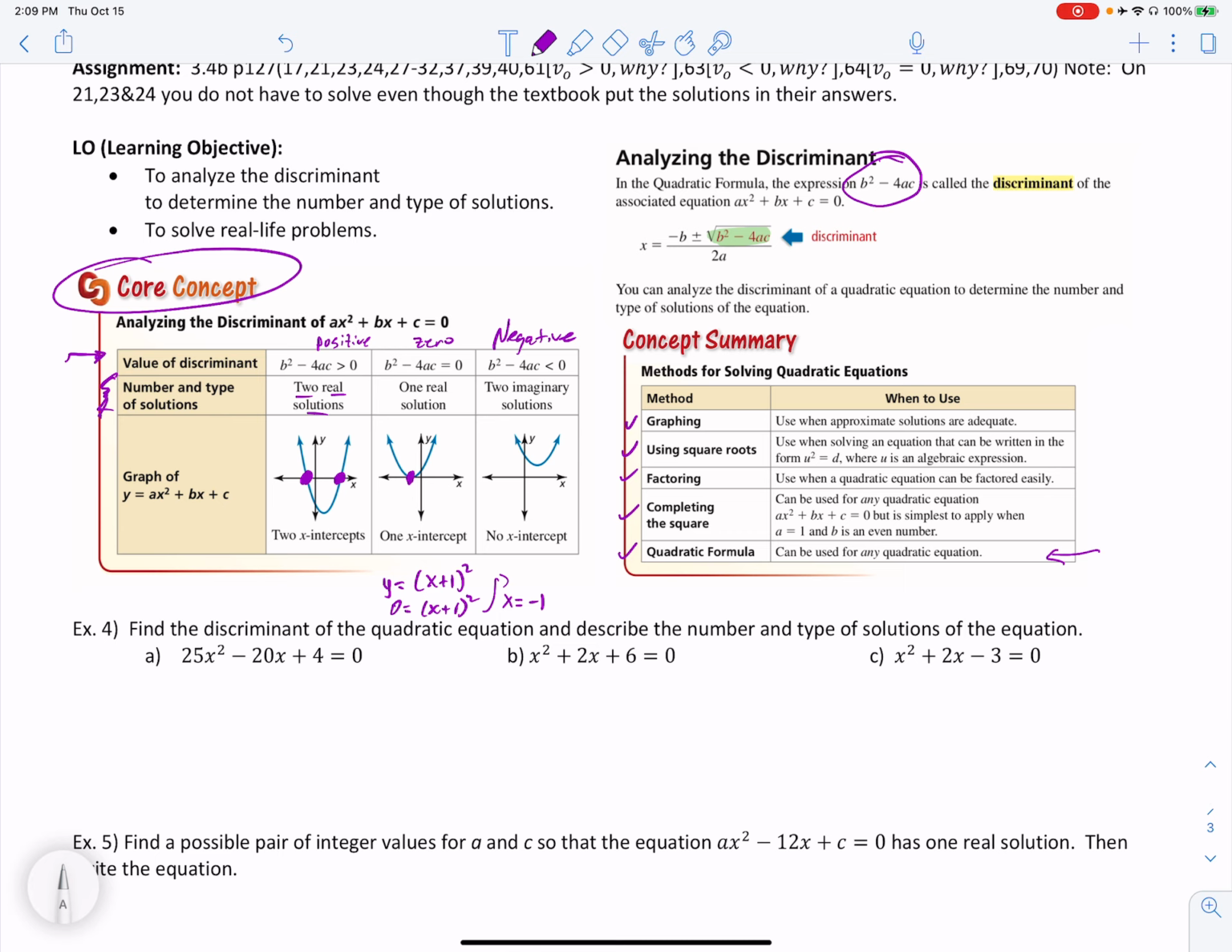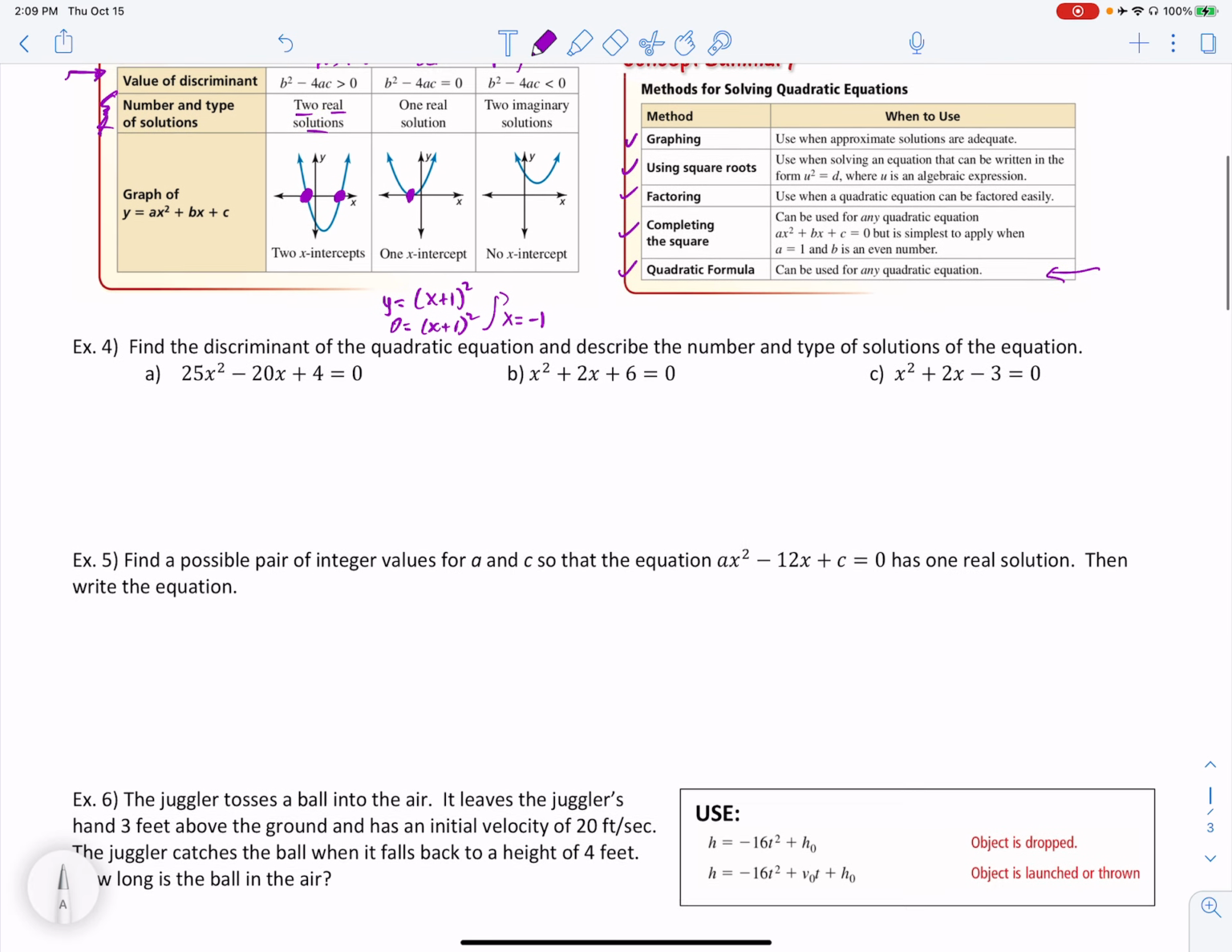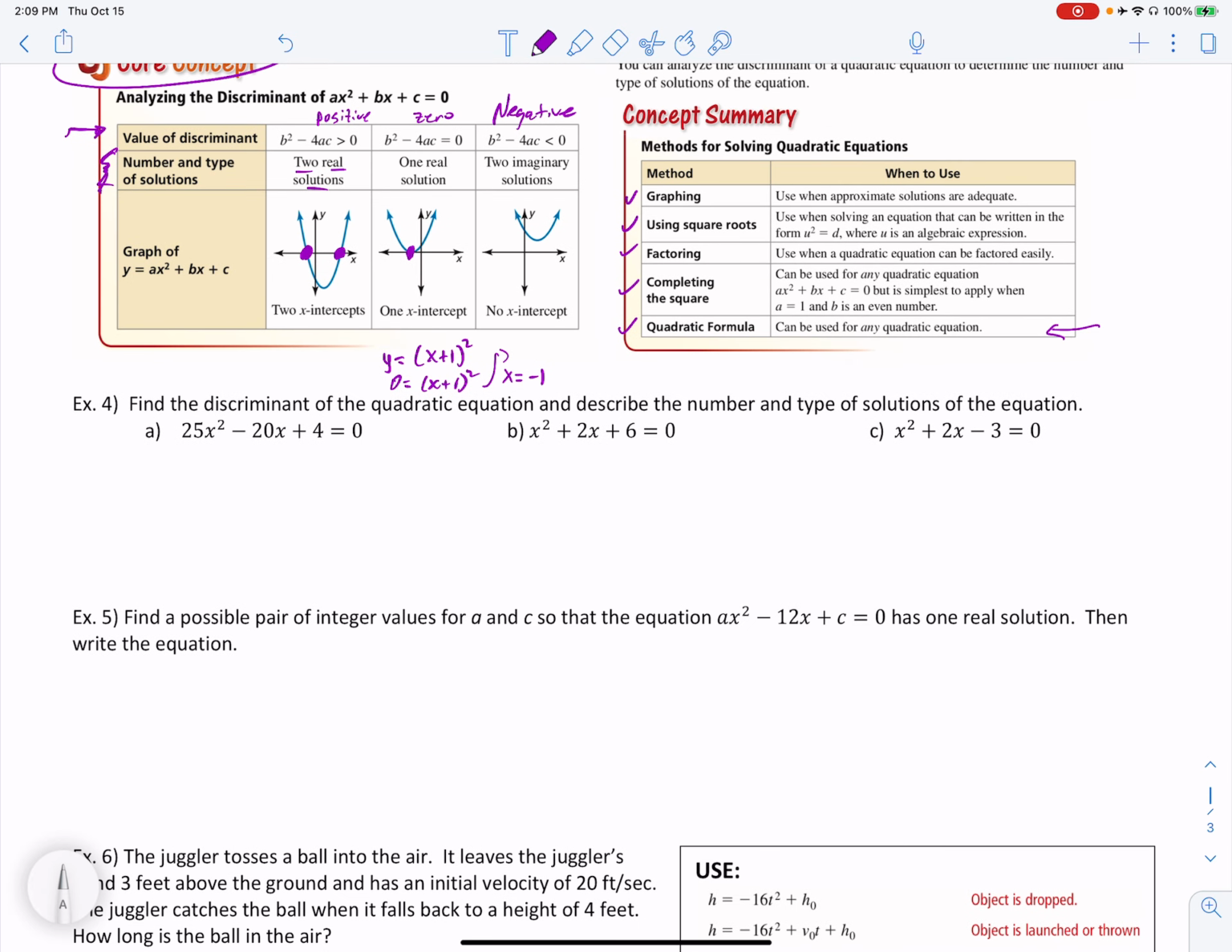So in example 4, there will be problems like this in your homework. It just says find the discriminant and describe the number and type of solutions. So we're looking at b squared minus 4ac. Now note that it needs to be in the form of ax squared plus bx plus c equaling 0, so that this is all set equal to 0. So anyways, the b value is negative 20.